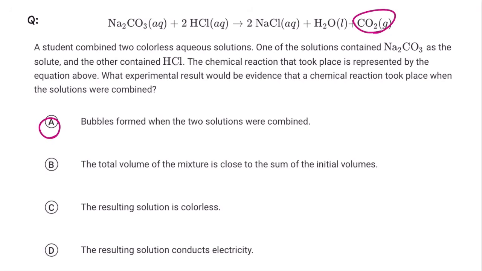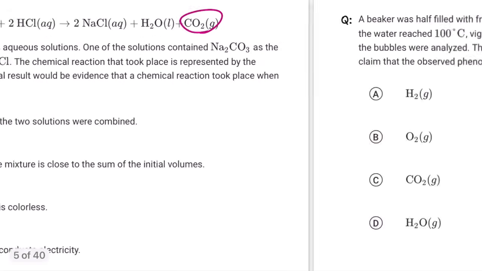B, the total volume of the mixture is close to the sum of the initial volumes. Well, by this, I cannot really tell if the reaction has been going on or not. C, the resulting solution is colorless. Again, if there is no change in color, you cannot really tell that there is evidence for a chemical reaction. D, the resulting solution conducts electricity. Well, the initial solutions also conduct electricity, so that is not evidence for breaking of bonds or formation of new bonds.